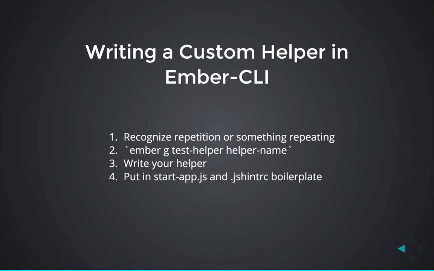So, to write a custom helper in Ember-CLI, first you have to recognize that there's repetition, or that something's happening over and over and over again. Or alternatively, if you just want to name something and clear up your test that way. Step 2, you type ember generate test-helper and then the helper name. Step 3, you write your helper. And then step 4, you put in the boilerplate.